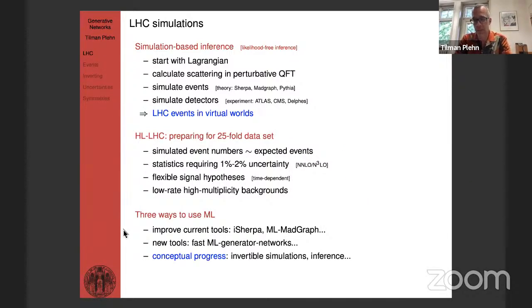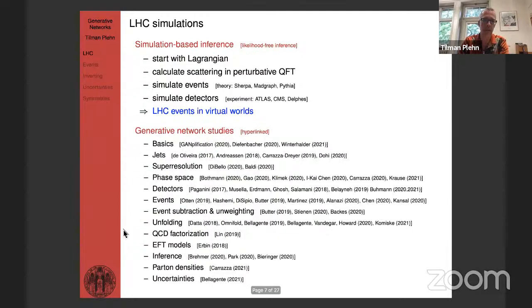And this is where we hope that machine learning can help us in 3 ways, as far as I can see. First, we expect machine learning to improve our current tools, call them Sherpa, ML-MadGraph, whatever, to get better. Then we will develop new tools, for instance, fast ML generator networks. I'll show you something about that in a second. And then, as a theorist, I of course hope for some kind of conceptual progress, something new. I'll show an example for this, invertible simulations, but there are also lots of modern inference techniques that we can develop using machine learning for the LHC.